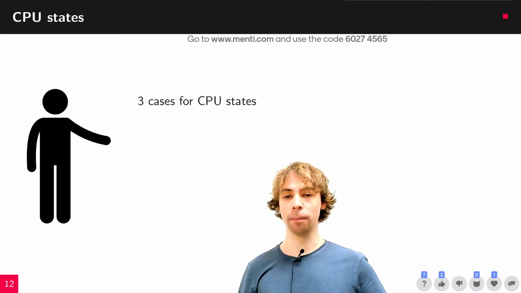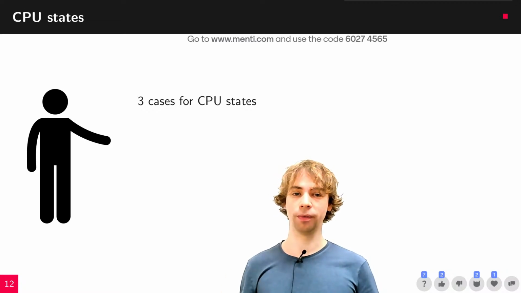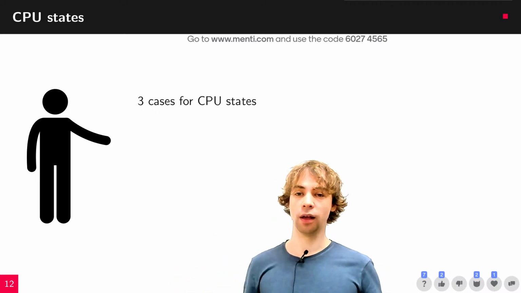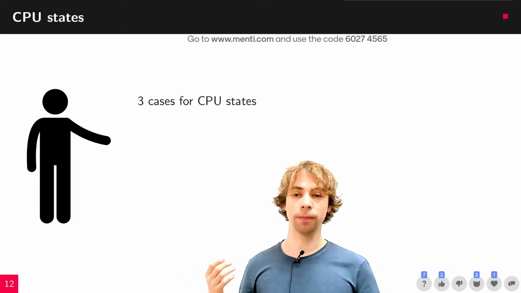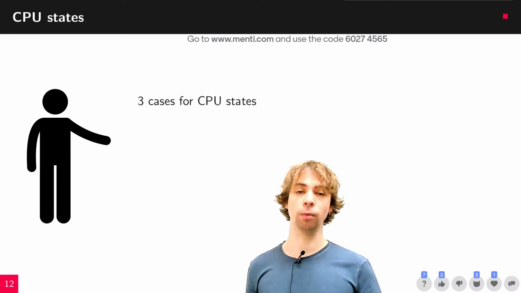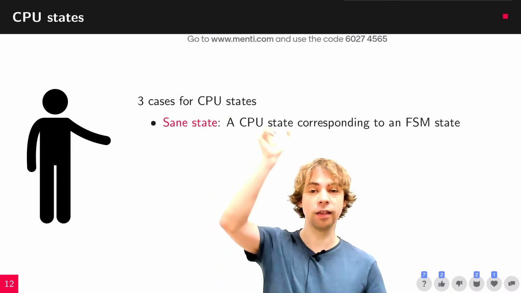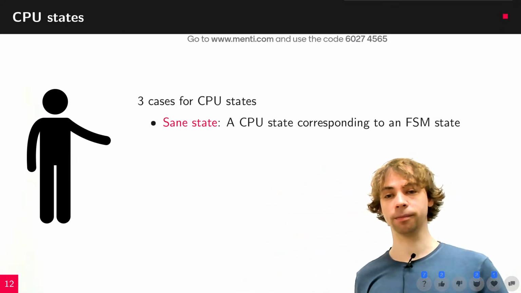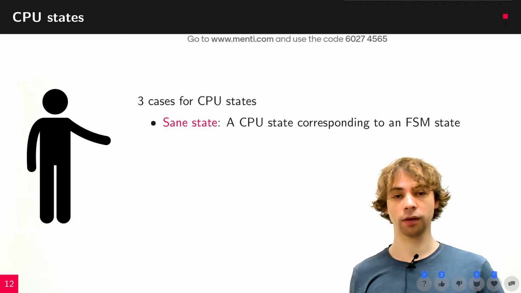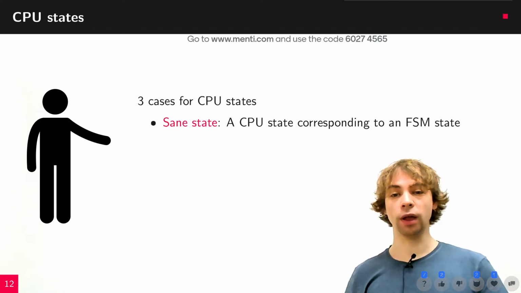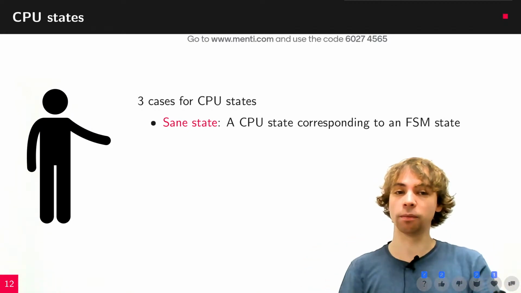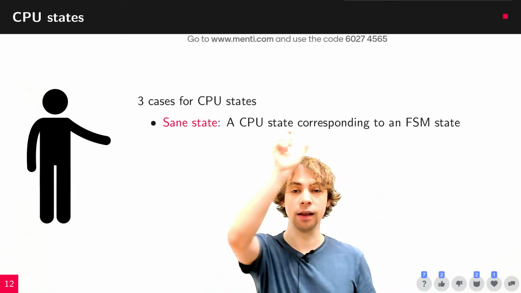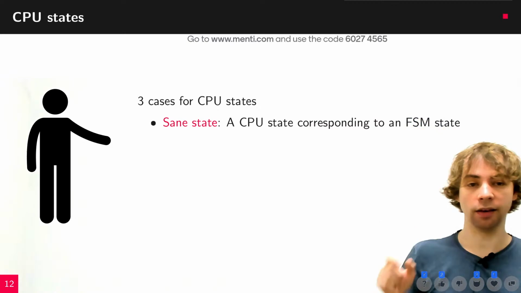Here we want to build up a theory of what normal programs and exploits are, and how they are different. So the first state that we want to discuss is the sane state, the CPU state corresponding to a finite state machine. That means that we are exactly on this finite state machine graph and everything is fine, right? And we are in a finite state machine state.